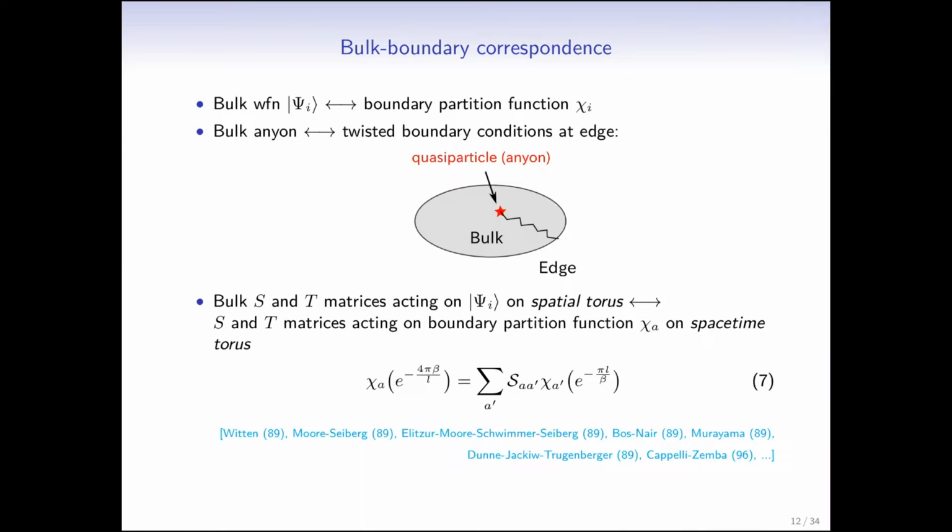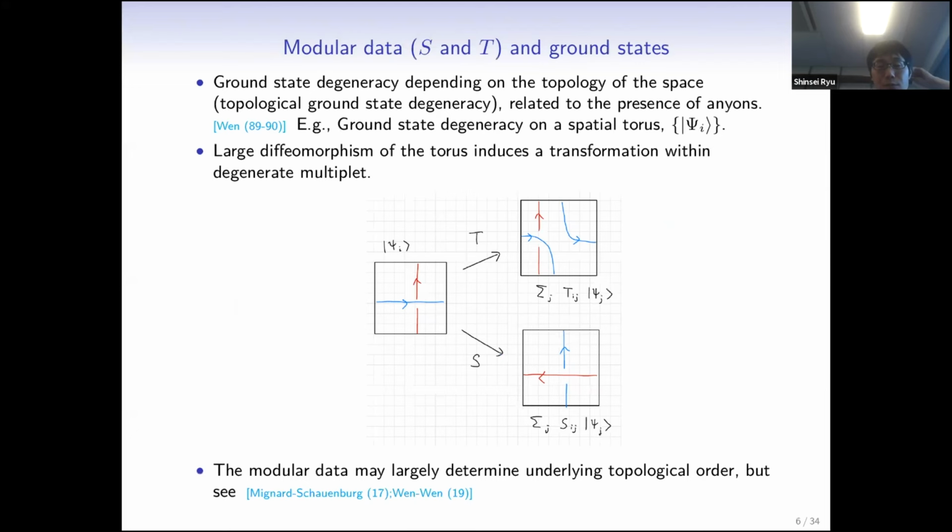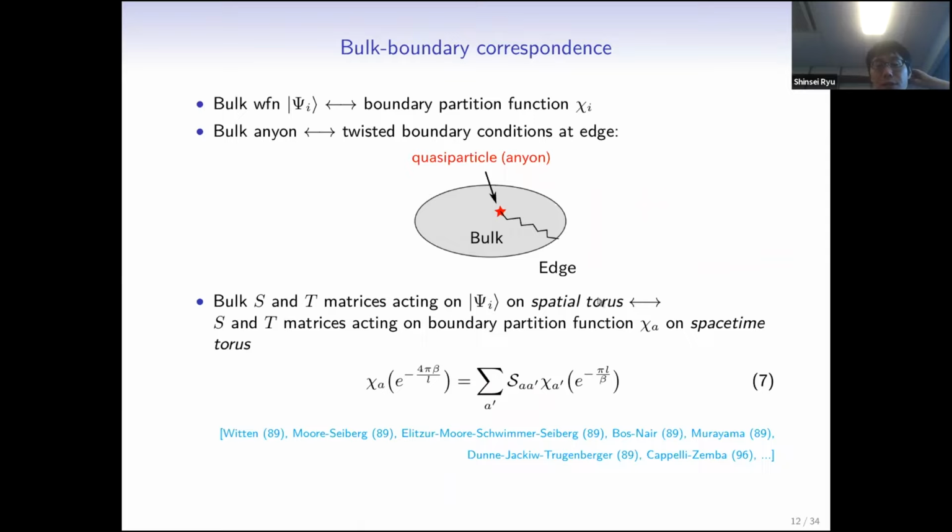Yeah. So that's right. That has been discussed, for example, in this paper. So we have data beyond modular data. They are related to a genus G Riemann surface, or a torus with some punctures. So there are more data. Here I'm focusing on the torus. That's why it's S and T. Okay, thanks. Right, so actually I don't know how to do that in terms of the boundary, but anyway, there's more than S and T if we go to higher genus surfaces.